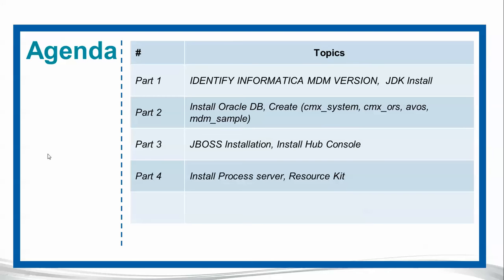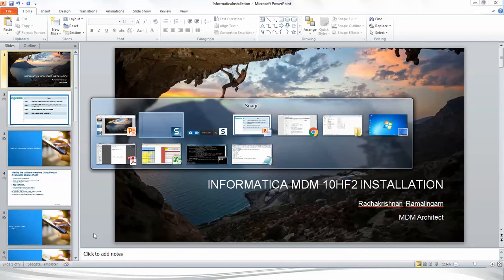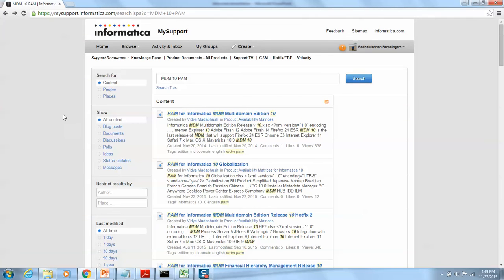In part one, trust me, when you identify the right pre-requisite software, you have pretty much saved 50% of your installation time. What do you need to do? Informatica has given all the necessary information to you. Log into mysupport.informatica.com. That's number one. Then search for MDM 10 PAM, which is the product availability matrix.